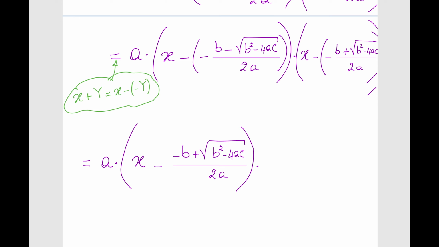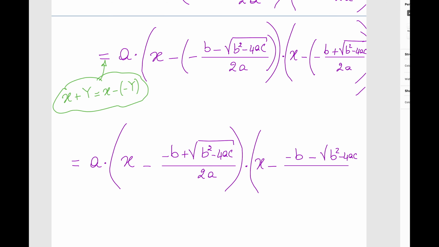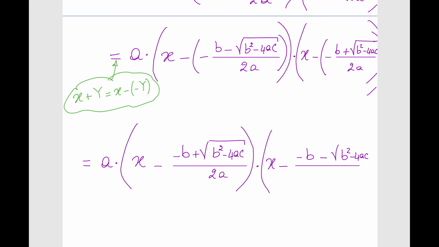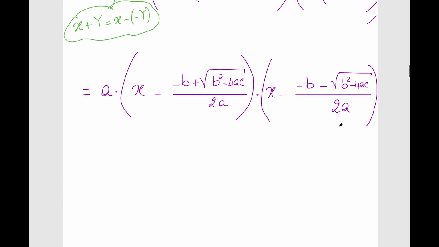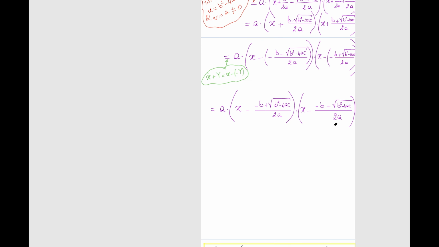So the right factor is going to be x minus the negative b minus the square root of b squared minus 4ac. Right? And then the whole thing is divided by 2a over here. Right? So we get this. And now let's look at what we wanted and where we are.